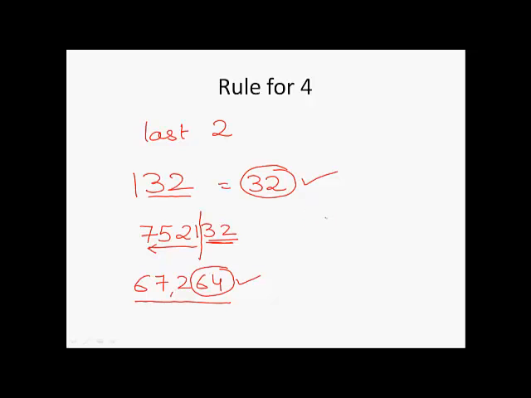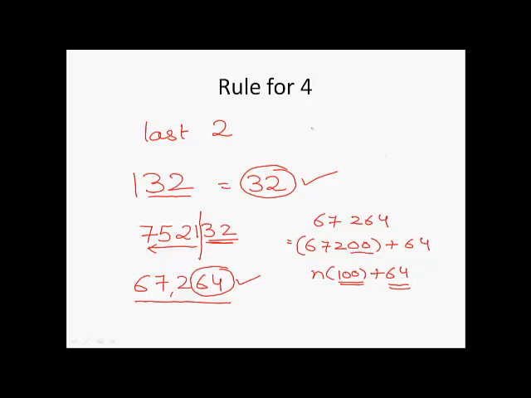Now if you want to understand what is the logic behind this, consider this. 67,264 is nothing but 67200 plus 64. If I remove the last 2 digits, the entire number is nothing but a multiple of 100 plus 64. And any multiple of 100 is always divisible by 4. So technically, that is why we check only the last 2 digits.